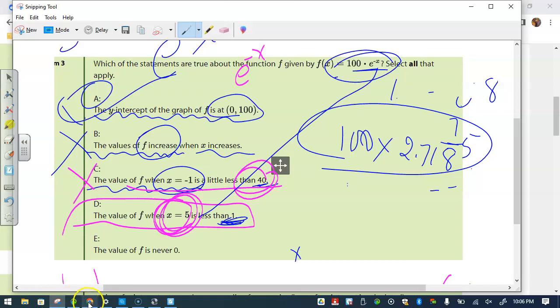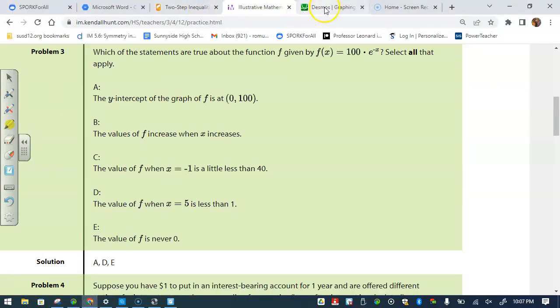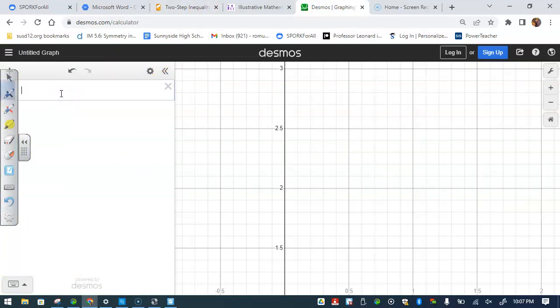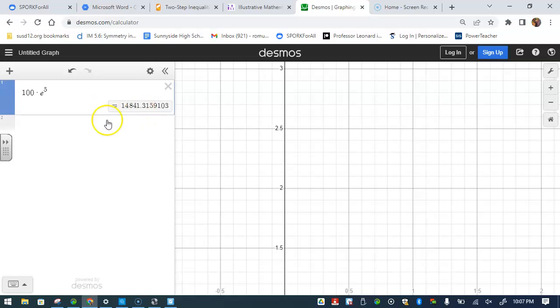So let's take the Desmos calculator here, okay, and take this off and put 100 multiplied by e raised to the power 5. You get, sorry, I forgot to put a minus sign. So you get 0.6, and that 0.6 is less than 1. So that is correct also. So this is correct.